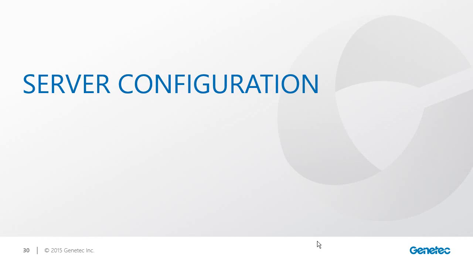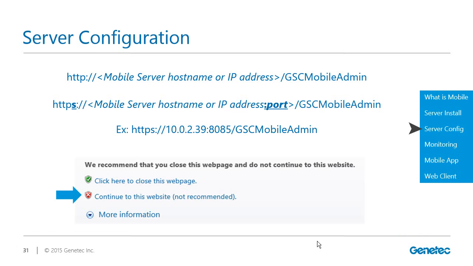Okay, we're going to move on to the server configuration at this point. This will need to be done on any machine that has the mobile server software installed on it. All the configuration for the server is done through the mobile admin webpage. To get to the mobile admin, open a supported browser and enter the server's IP address or hostname in the address bar, followed by /GSC Mobile Admin.